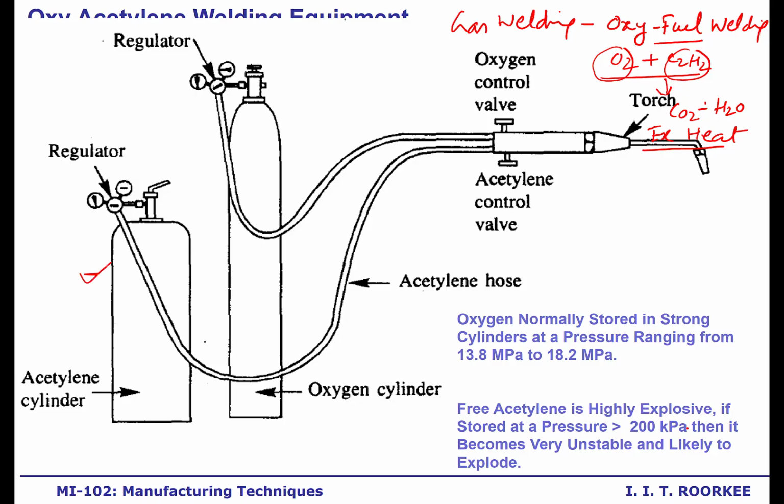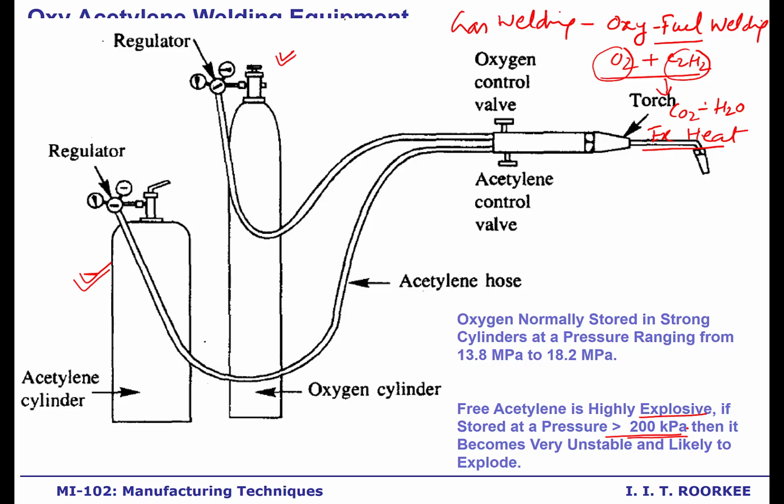So there is a cylinder of acetylene. It is very explosive. Acetylene is kept under pressure, higher than 200 kPa, because under lower pressure conditions it becomes unstable and tends to explode. Okay, there is another gas which is oxygen.